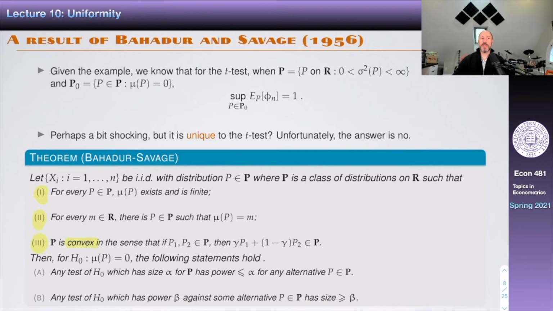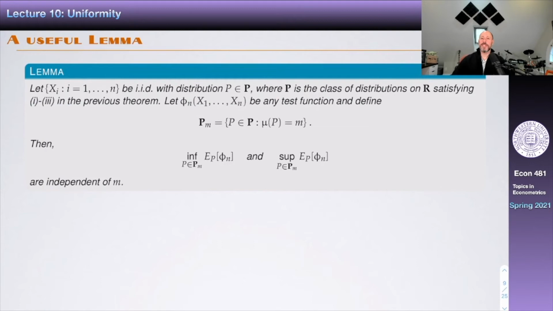So the proof of this theorem is literally one line. It's one line. I swear it's just going to take me one line. And I love when theorems can be proved in one line. But in order to do that, first we need to prove a lemma, which is going to take us some work. Okay? So the lemma says the following. Let X_i from 1 to n be IID with distribution P, where bold P is the class of distributions on R satisfying 1, 2, 3 in the previous theorem. Okay, so it's the same class.